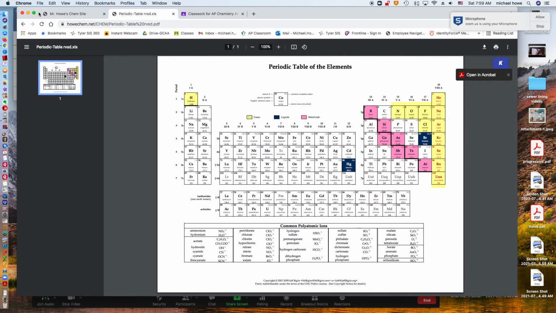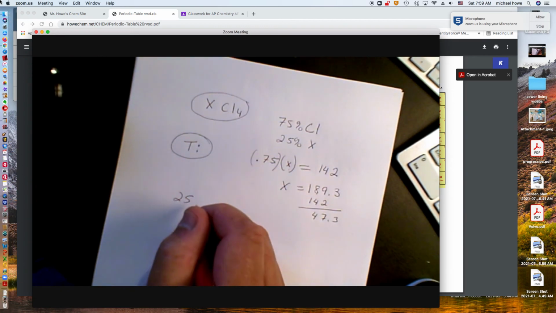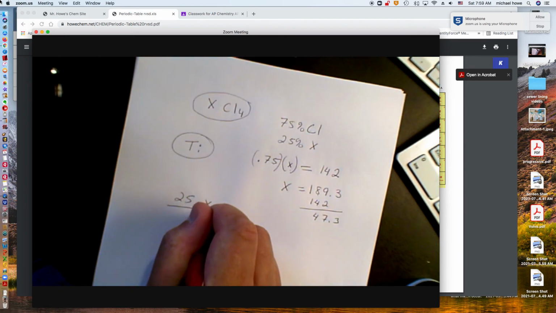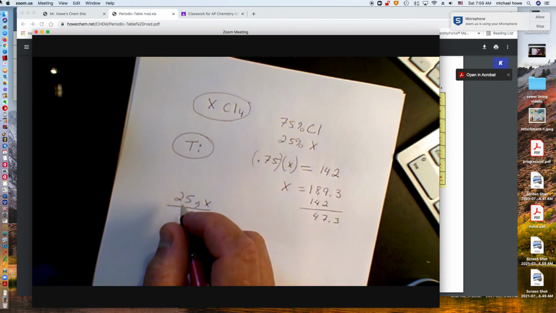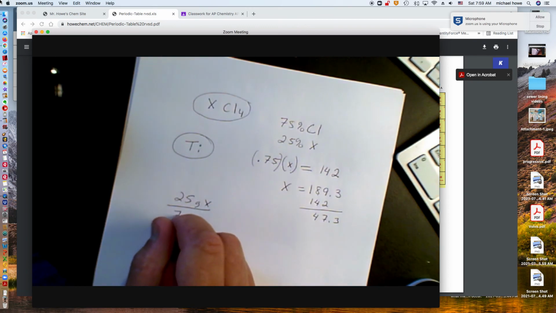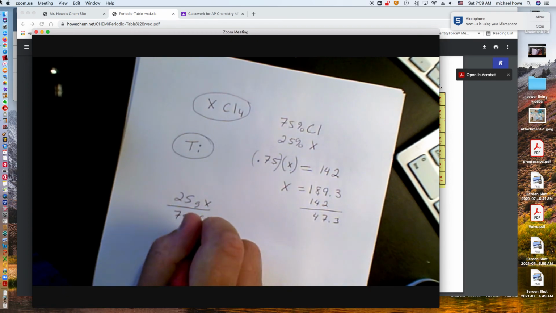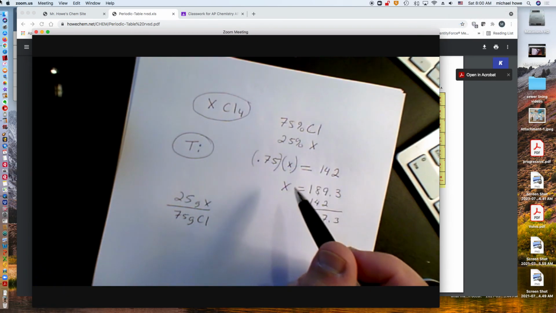All right, the next question that we had to do, I was going to show you a different way to do it too. Okay, so we know the way the textbook does it, and I'll run through their example. They said that you have 25 grams of X for every 75 grams of chlorine. Okay, so that's what we said here.